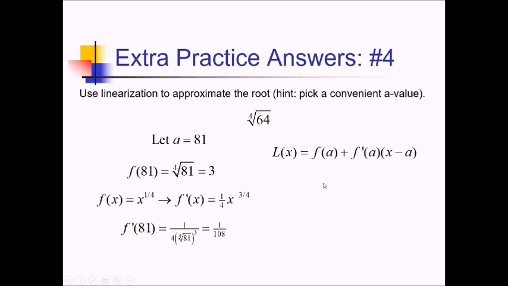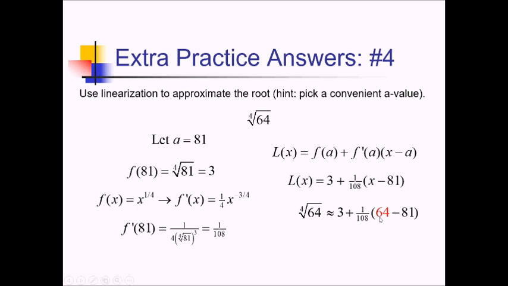Okay, plugging it all back in, we can say L of x equals 3. That was the f of a that we just found. Plus 1/108 times x minus 81. And now to actually approximate the fourth root of 64, we have to plug 64 in for x in this linearization formula. And we're going to write approximately equals because this is not the exact value.